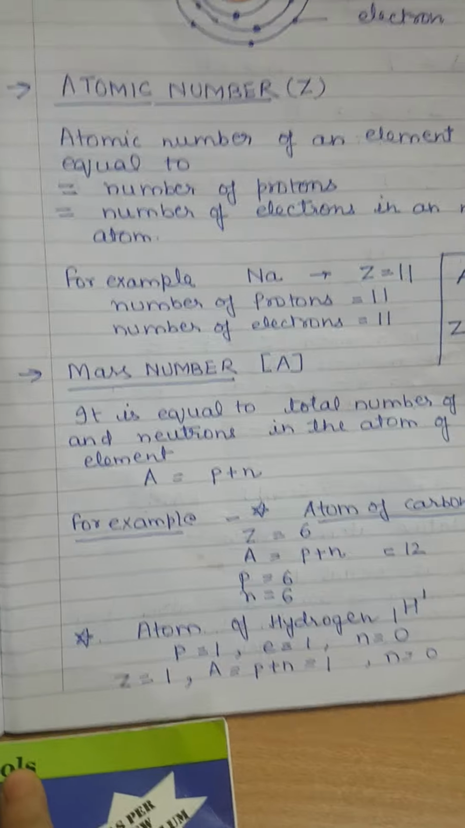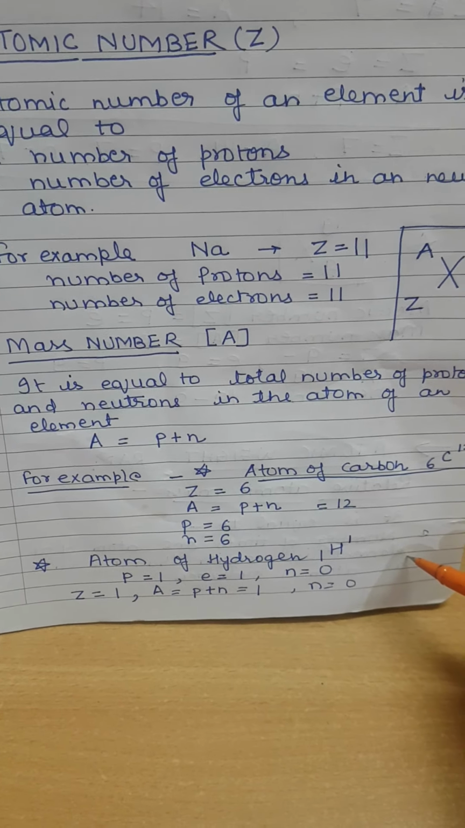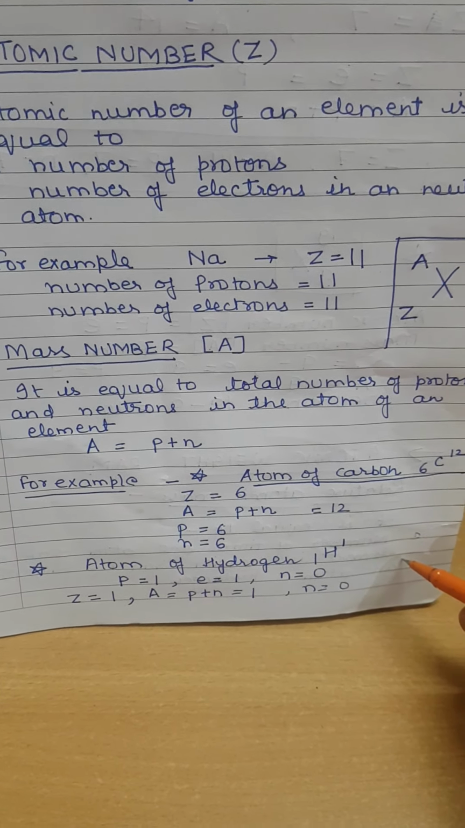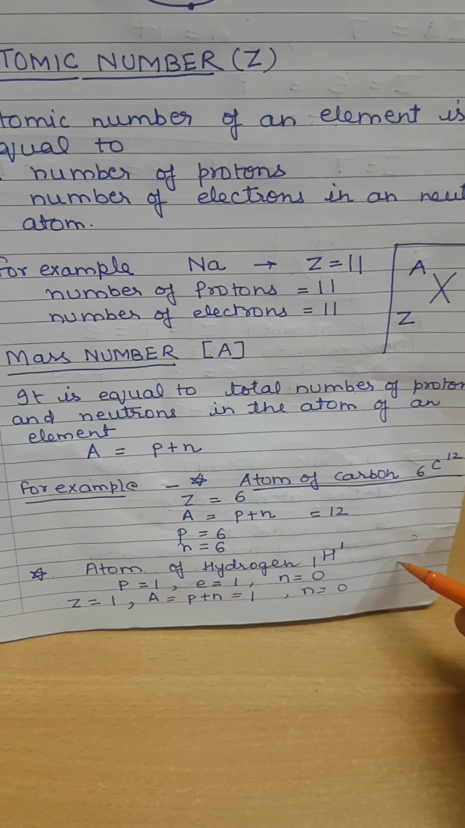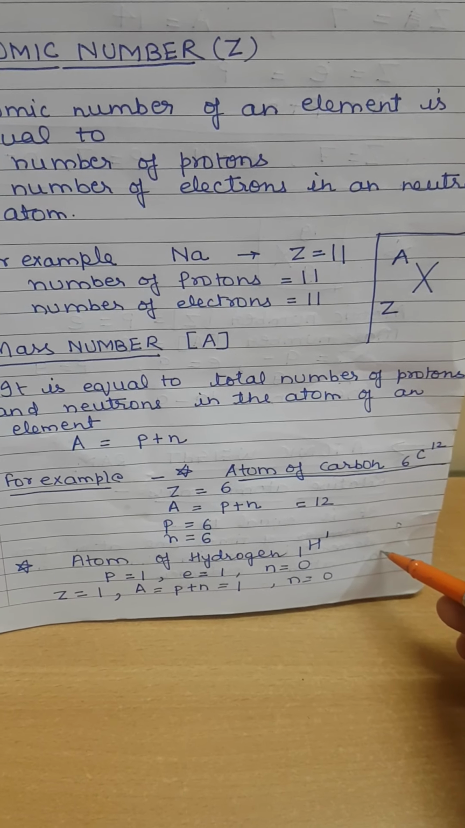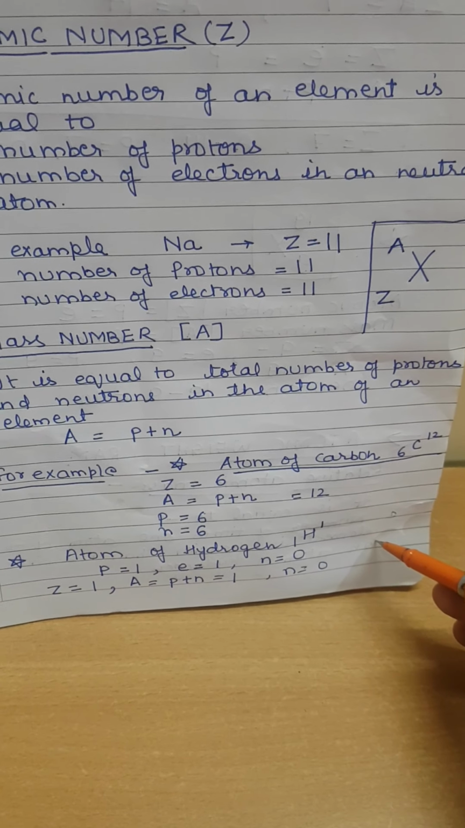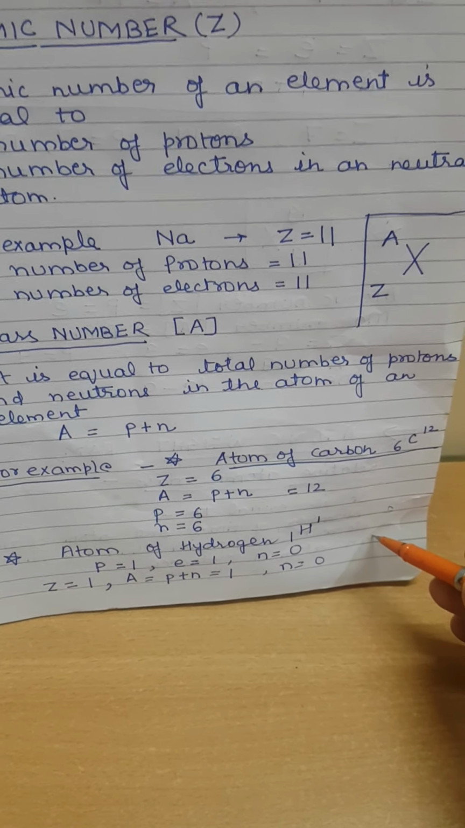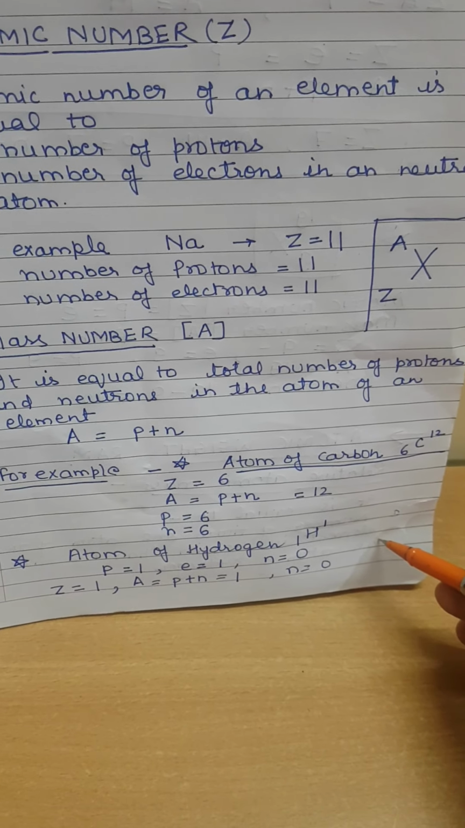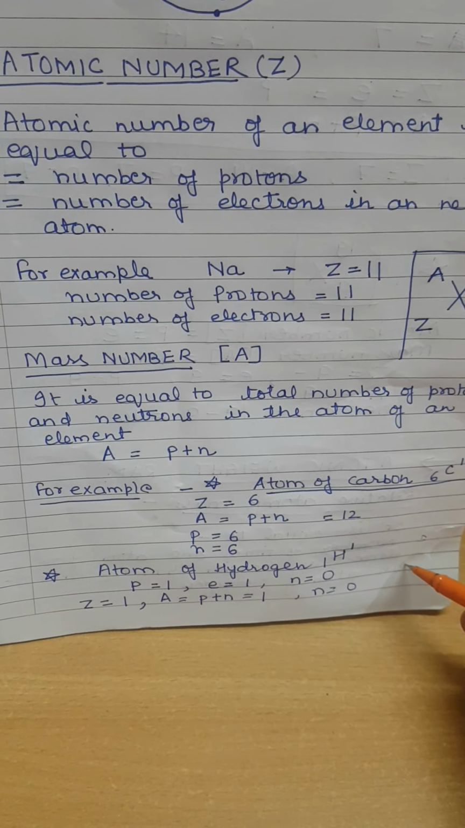So if you see here, proton is equal to 1, electron is equal to 1 because Z is equal to 1. A is equal to 1, so what is the value of N? A is equal to P plus N. A is 1, P is 1, so N is equal to 1 minus 1, which is 0. So if you consider 1H1, the number of electrons is 1, the number of protons is 1, and the number of neutrons is 1 minus 1, which is 0.